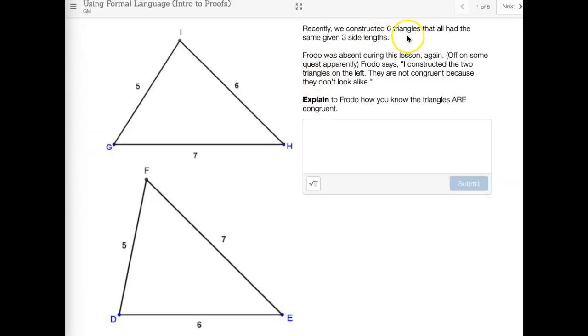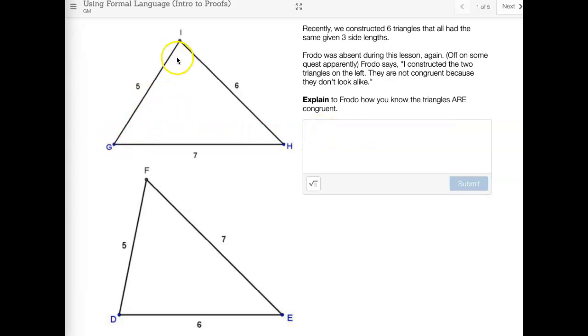So recently we constructed 6 triangles that all had the same given 3 side lengths. Frodo was absent during this lesson, again, off on some quest apparently. Frodo says, I constructed the 2 triangles on the left. They are not congruent because they don't look alike. Explain to Frodo how you know the triangles are congruent.